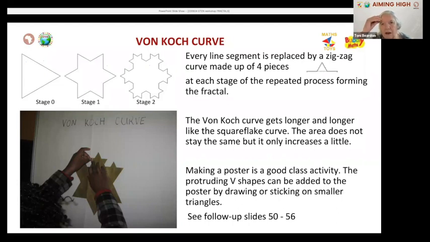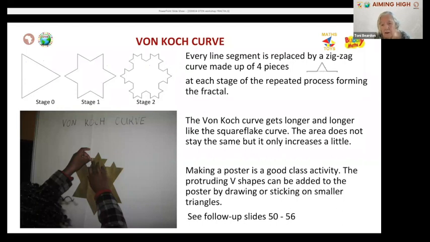What happens to the area inside? And what happens to the length of the curve? So here the curve gets bigger and longer, I mean. And the area inside doesn't change very much. It doesn't stay the same like the square flake. The area doesn't stay the same, but it doesn't change really much.